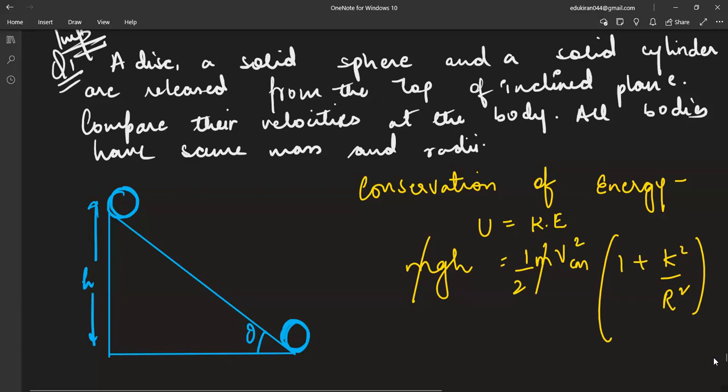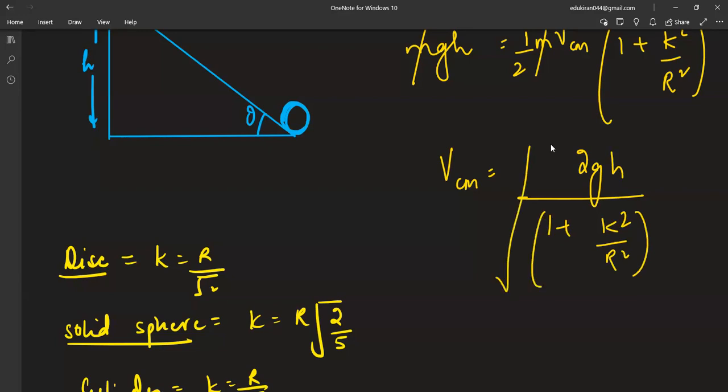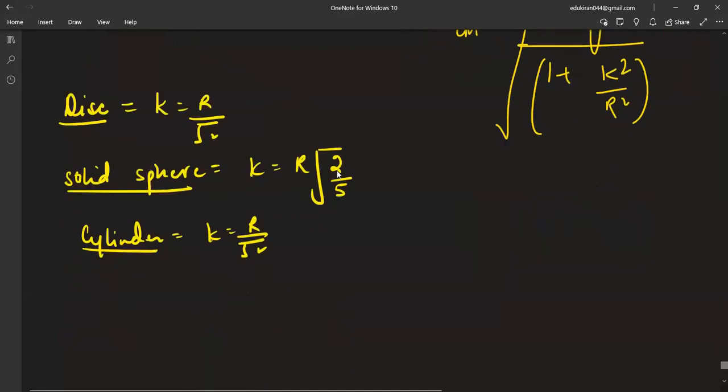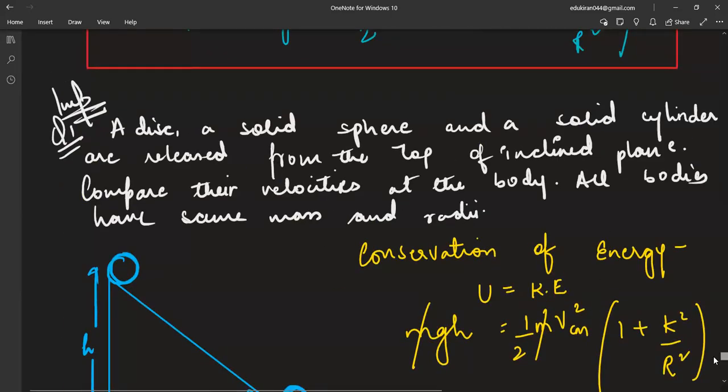So the velocity of center of mass will become the square root of 2gh by 1 plus k square by r square. When you put in all the values, you will find k for the disk is r by root 2, the radius of gyration. So for the disk, you will substitute r by root 2 here. For the solid sphere, you will substitute r root 2 by 5. And for the cylinder, you will substitute r by root 2. Then you will compare the velocities, which is greater, which is less.